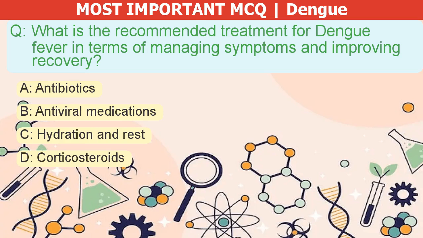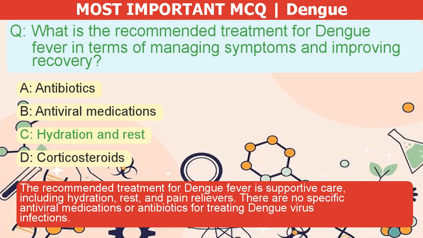What is the recommended treatment for dengue fever in terms of managing symptoms and improving recovery? A. Antibiotics. B. Antiviral medications. C. Hydration and rest. D. Corticosteroids. The correct answer is C. The recommended treatment for dengue fever is supportive care, including hydration, rest, and pain relievers. There are no specific antiviral medications or antibiotics for treating dengue virus infections.